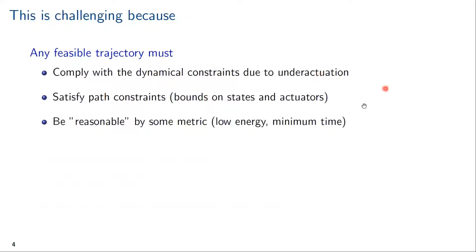In addition to these dynamics arising due to the underactuation, we also have to satisfy path constraints which are imposed on the system. So this might be bounds on the states, so we can't have infinite leg velocities, and on the actuators or the motors, so we can't have infinite torques from our motors as well.